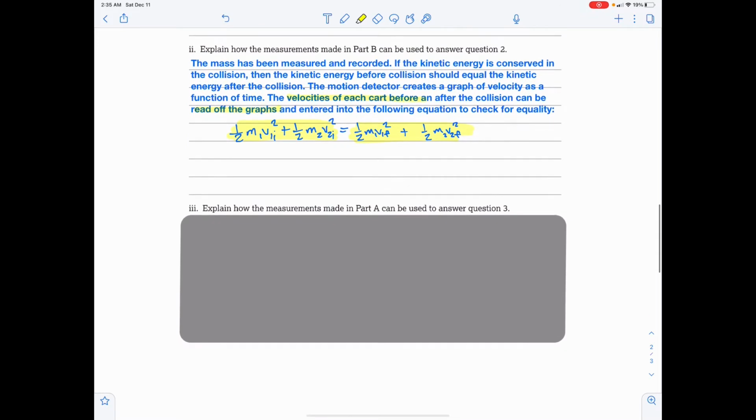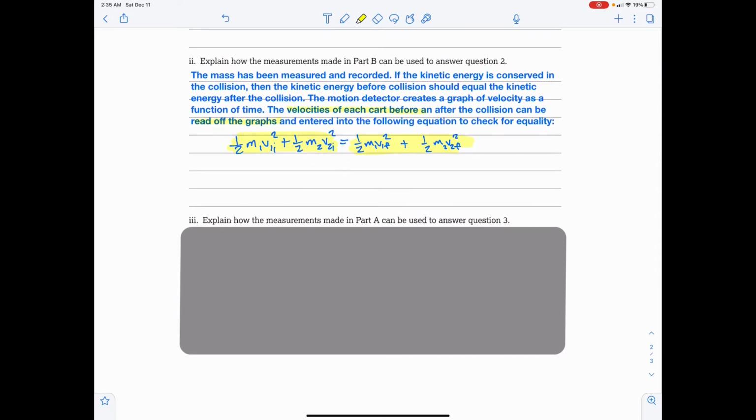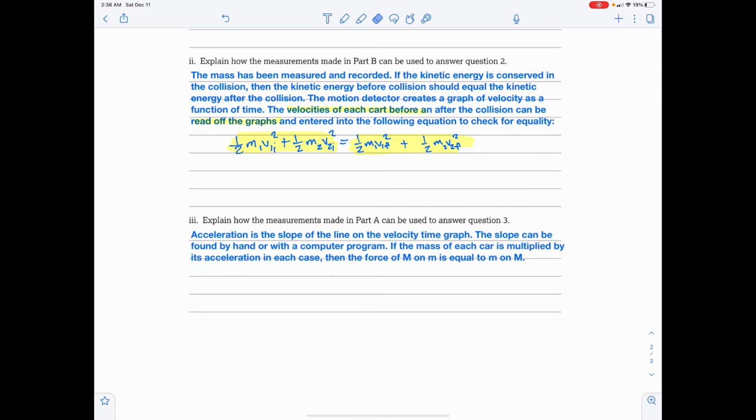And finally, B3, explain how the measurements made in Part A can help to answer question 3. Question 3 was asking whether the force that one cart exerts on the other is equal and opposite to the force of the second cart on the first one. Acceleration is the slope of a velocity time graph. So again, we're getting the velocity time graph from the reading from the motion detector. And so if we take the slope of the graph, we can find the acceleration. And mass times the acceleration is the net force that each cart is exerting on the other.